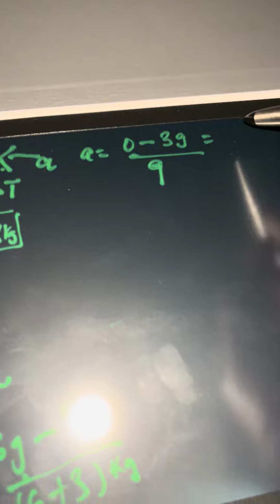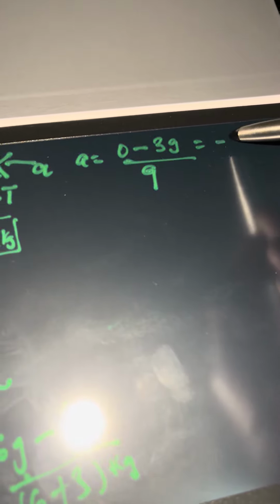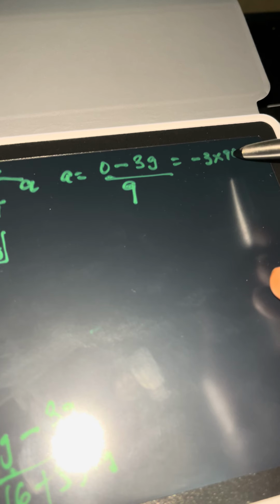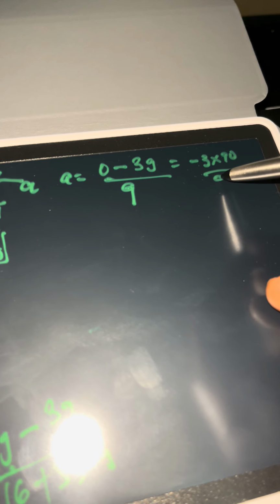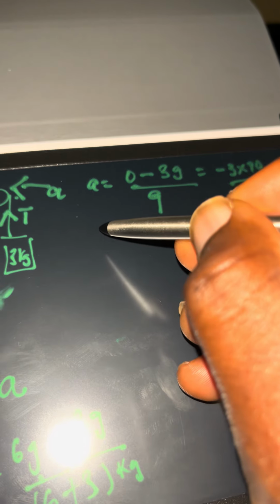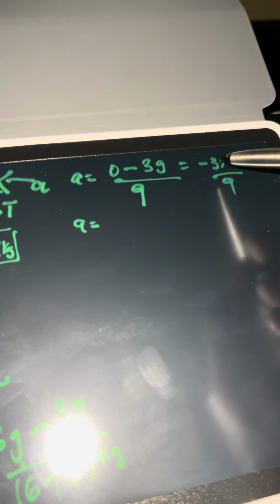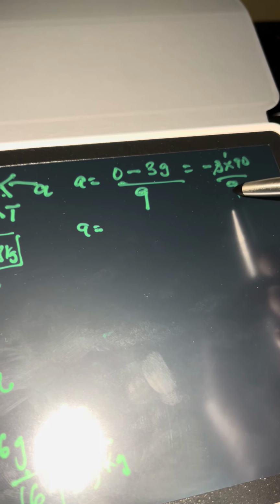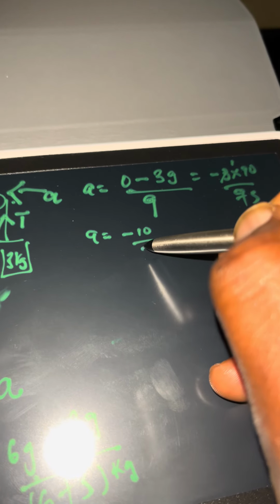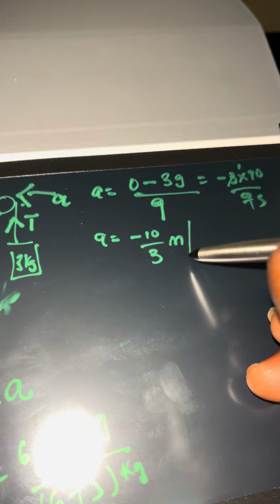So you are going to have minus 3 times 10 over 9. Do you see it now? So acceleration will now be equal to 3 here 1, 3 here 3. So that will equal minus 10 over 3 meter per second squared.